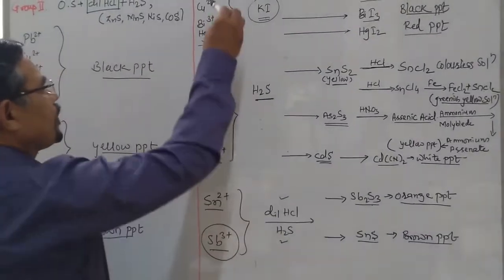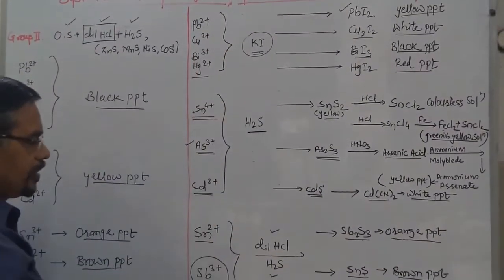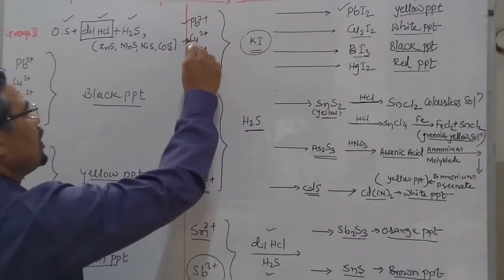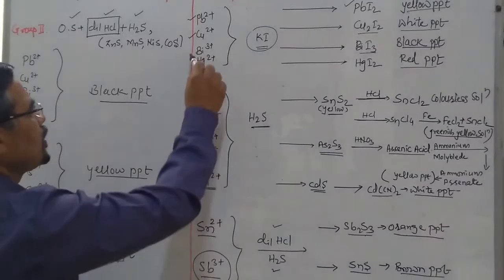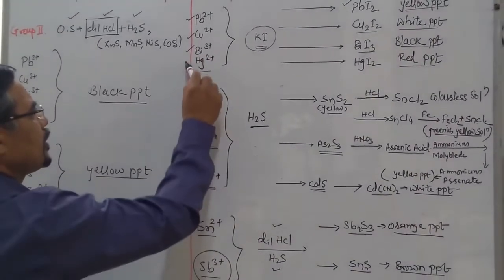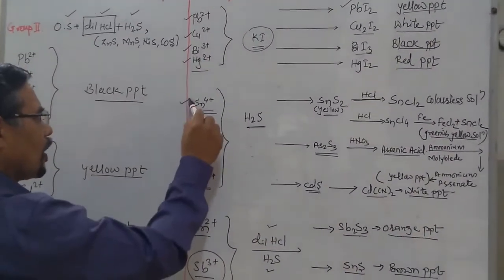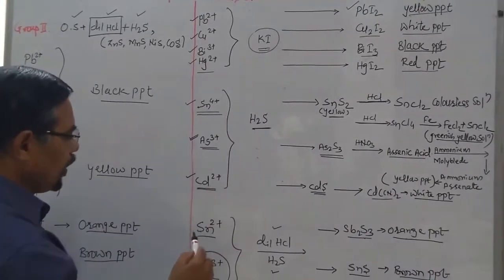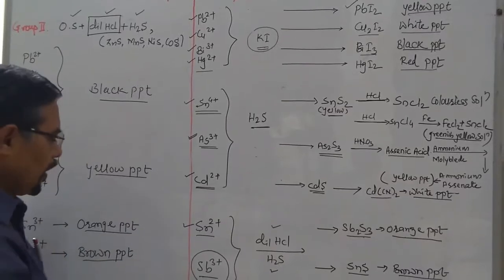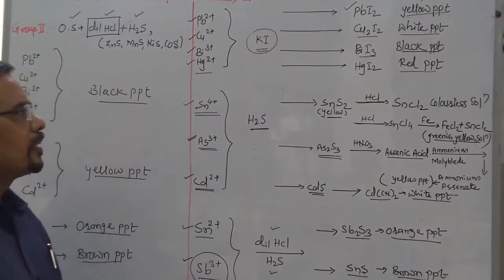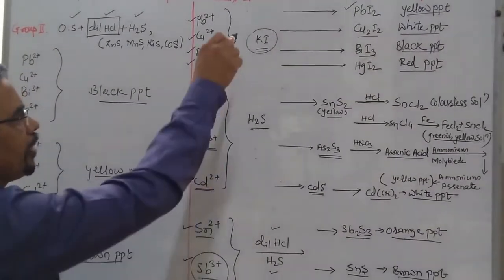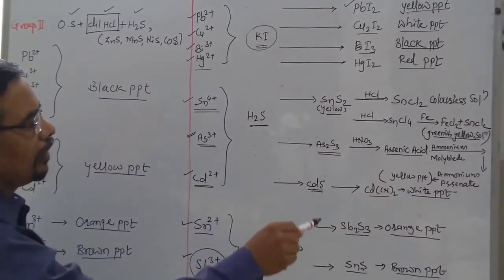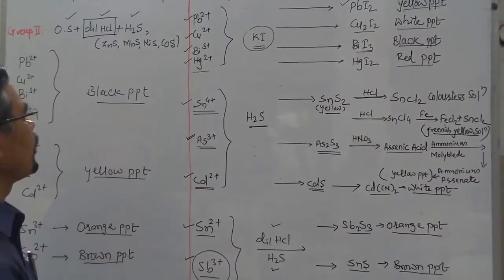In this way, in group 2, if these different radicals are present, like Pb2+, Cu2+, Bi3+, Hg2+, or Sn4+, As3+, Cd2+, Sn2+, or Sb3+, they can be detected by using different reagents and different colored precipitate formation.